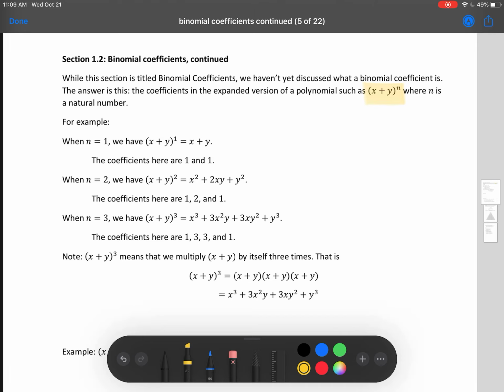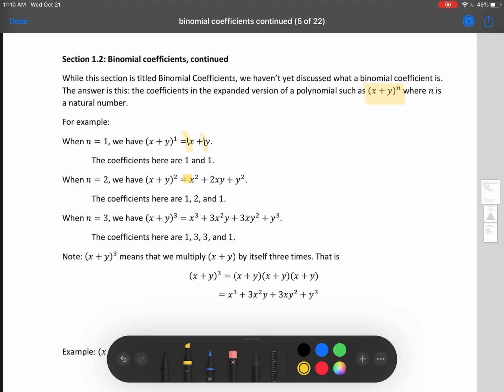So the case where n is equal to 0 is not really interesting, but when n equals 1, we would replace that with (x + y) to the first, which is of course equal to x + y. And remember, even though it's not written here, there's really a 1 in front of the x and a 1 in front of the y, and those coefficients, those numbers hanging out in front of the variables, are exactly the binomial coefficients. So for n equals 1, we have 1 and 1.